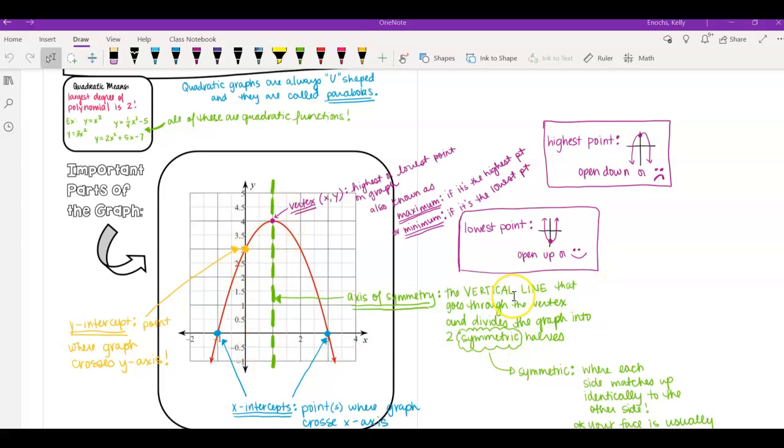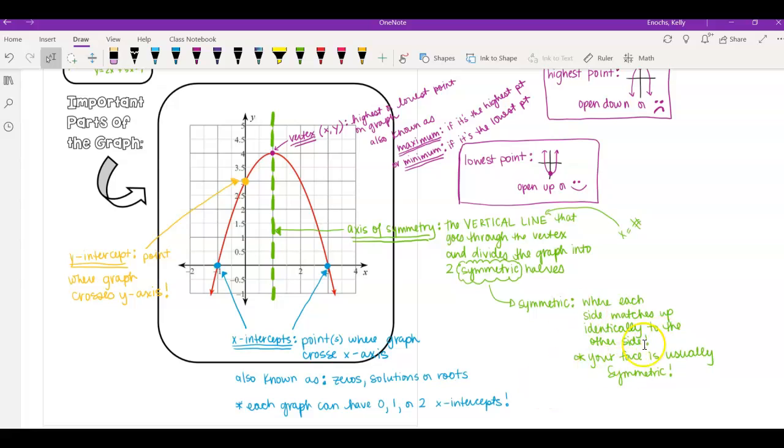If you remember, vertical lines have the equation x equals, because they are going to go through the x-axis. So it's always going to be x equals a number. And that x equals equation is going to be a vertical line that goes through our vertex and divides our parabola basically into two symmetric halves. So one side is going to be equal to the other side. All the points on the left side will match up with points on the right side. Remember, symmetric means that one side is exactly equal to the other.